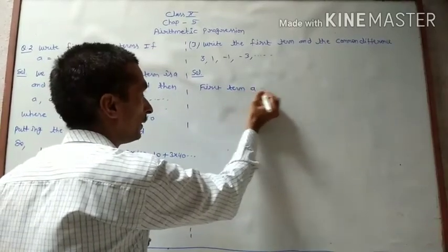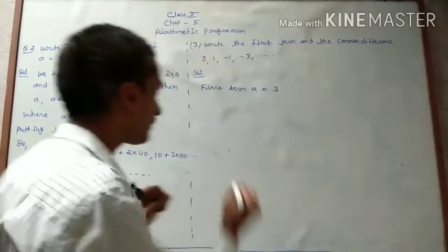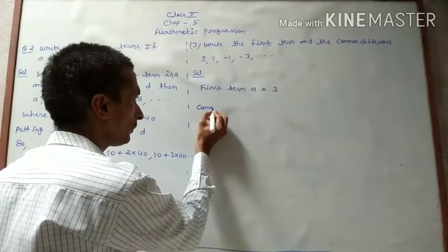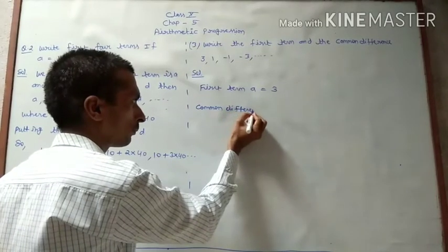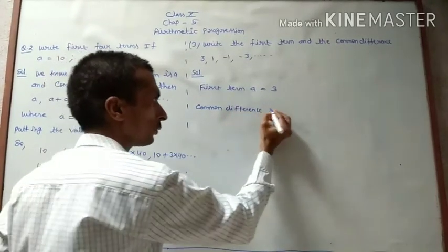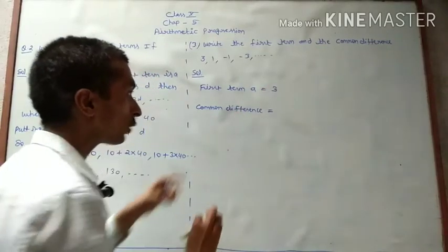First term A, the value is 3. And the second thing, you have to find the common difference. So you have to write common difference is equal to... And how do we find the common difference?